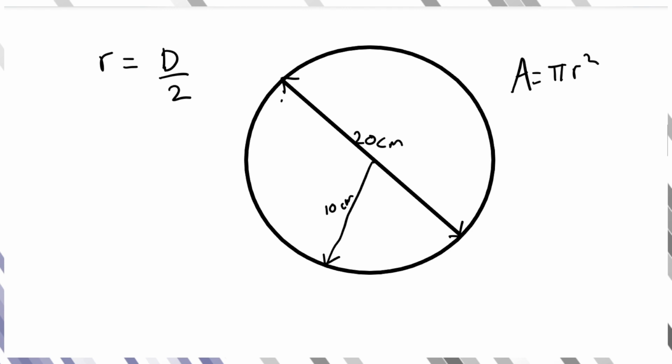Alright, so now we can do pi r squared because we know the radius is 10 centimeters, so we can do pi multiplied by 10 squared. 10 squared is 10 times 10, which is 100. So it's 100 pi, which any good calculator will tell you is 314.159 to 3 decimal places. So that's the area of a circle, pi r squared. Remember that one.